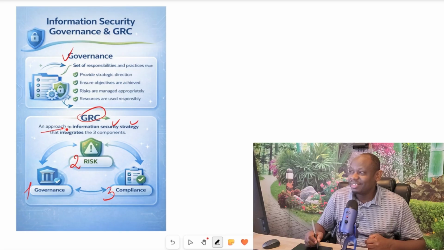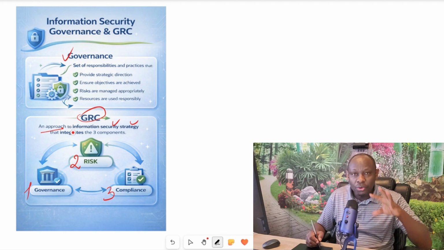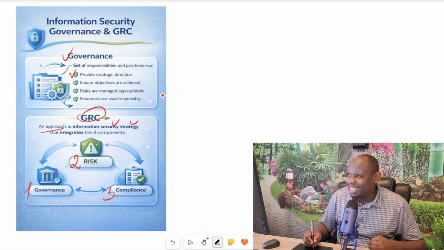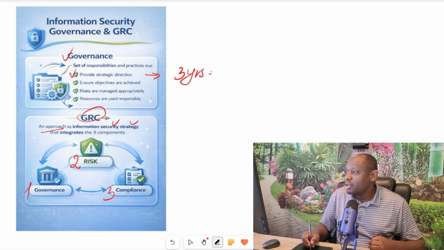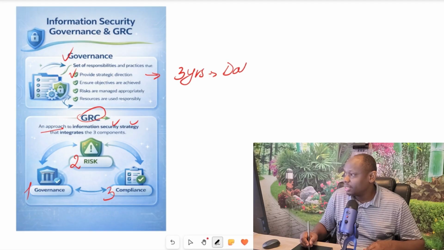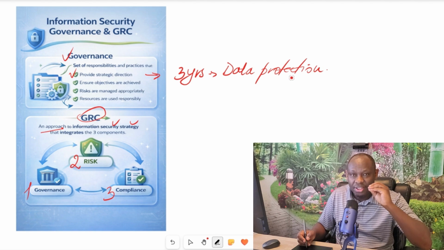What is governance? In information security, GRC, what is governance itself? First of all, for your governance, you need to provide strategic direction. You have a direction. For example, you say the next 3 years, we are going to focus on data protection. This is our goal. We need to protect our data within the 3 years.